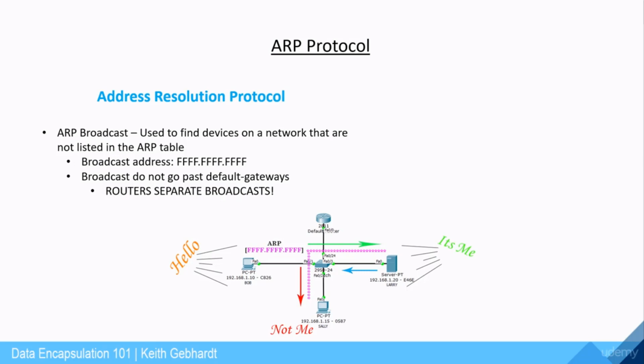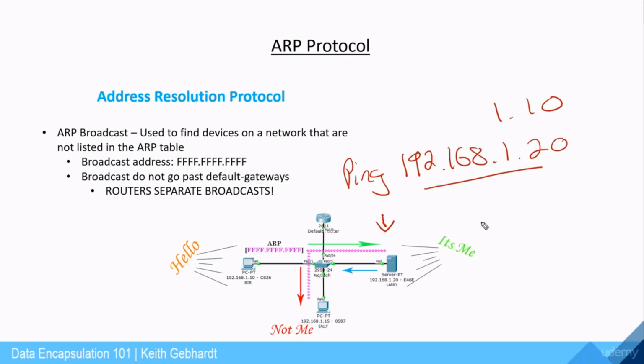Now let's go ahead and take a look at this image for a moment. Let's just go ahead and say we pinged the server down here, which is what? 192.168.1.20. And we are coming from the 1.10 computer. So just like your GPS in your car, the destination address is where you're trying to go to. So we could say that this address here is what? Our destination address.